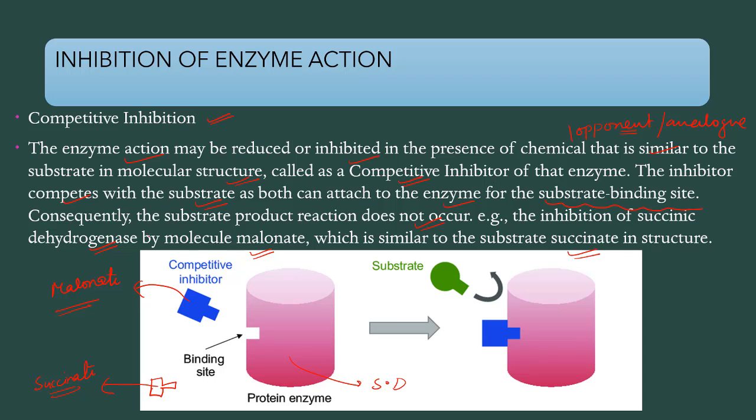The moment the competitive inhibitor attaches, the product is not obtained. The substrate-product reaction does not occur. So this is the inhibition of succinic dehydrogenase by the molecule malonate. This is competitive inhibition. There is no chemical change which happens, just the active site of the enzyme is occupied. No chemical reaction. Understood?